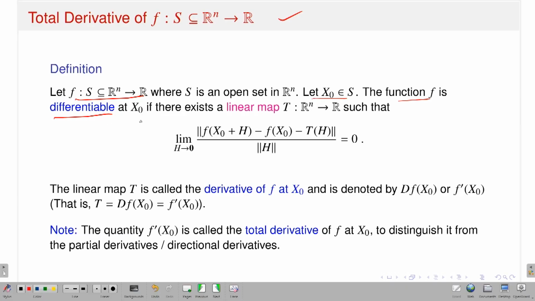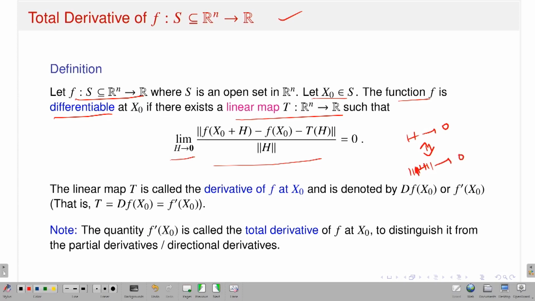So the function f is differentiable at x naught if there exists a linear transformation from Rn to R such that this is true. What is this? This is the limit as h approaches 0. So if I am in Rn, h approaches 0 means what? The norm of h goes to 0. So h, the vector, approaching 0 is, if and only if, that is the definition, the norm of the vector goes to 0.